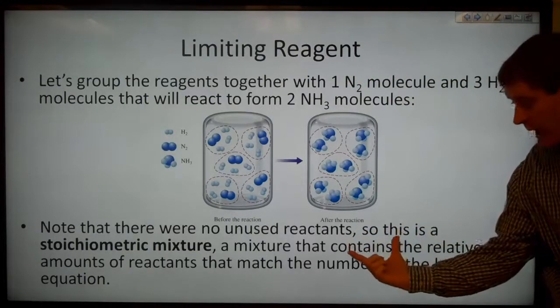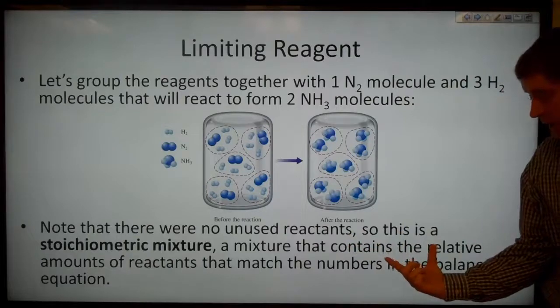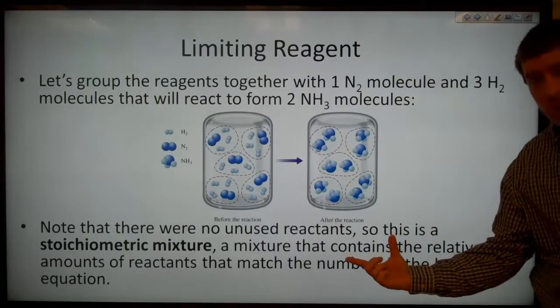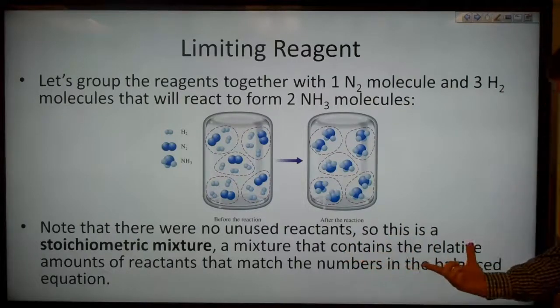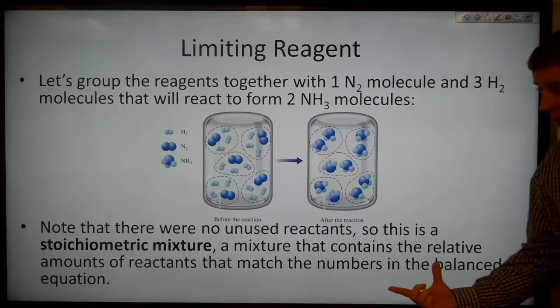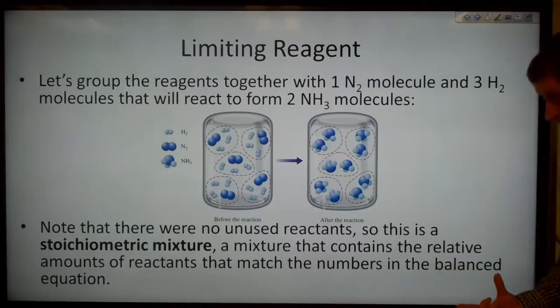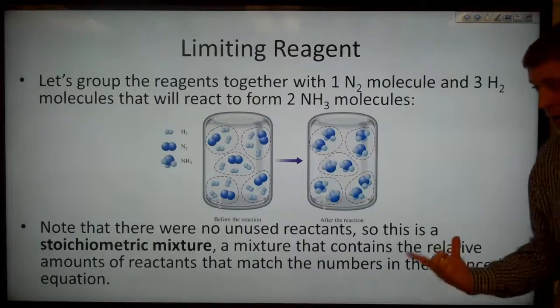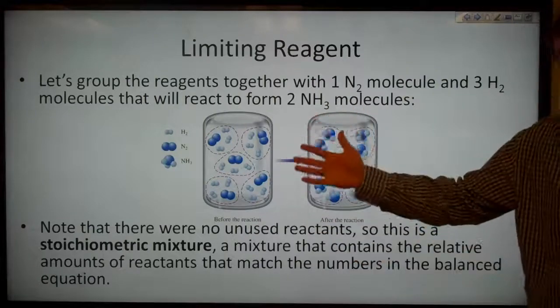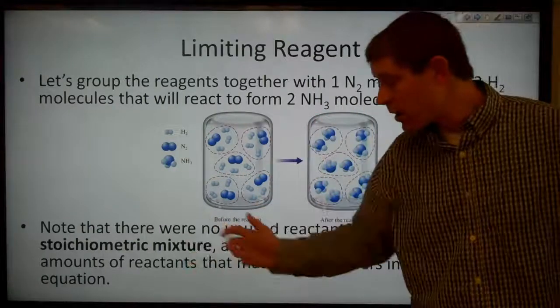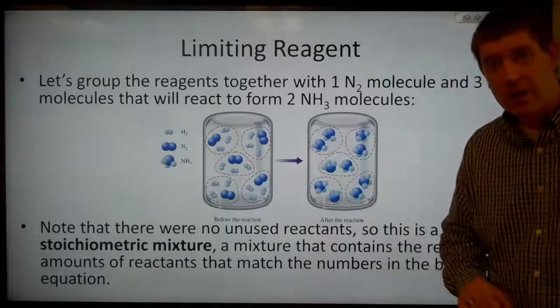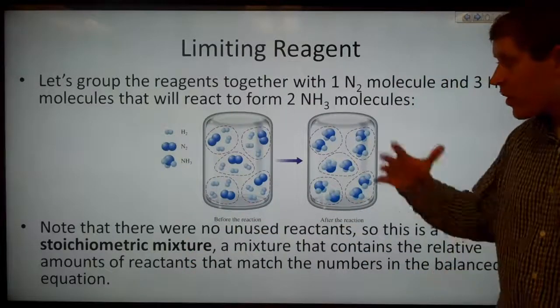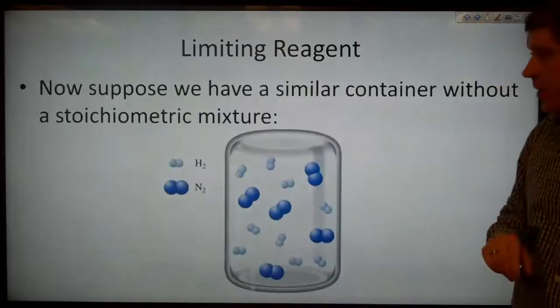Because we have no unused reactants, this is a stoichiometric mixture, which means that this is a mixture that contains the relative amounts of reactants that match the numbers in the balanced equation. We have nothing that is unreacted here because we've got our stoichiometric mixture. We have our reactants in the right ratios. We don't have any extra of one reactant or the other.